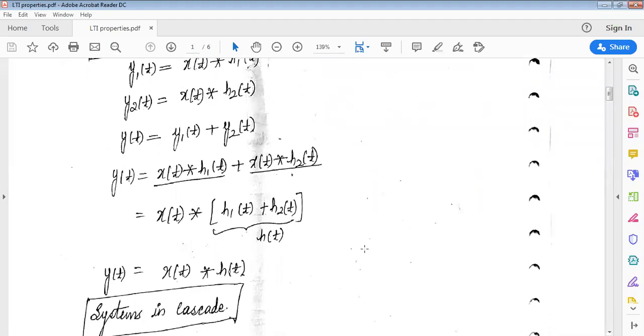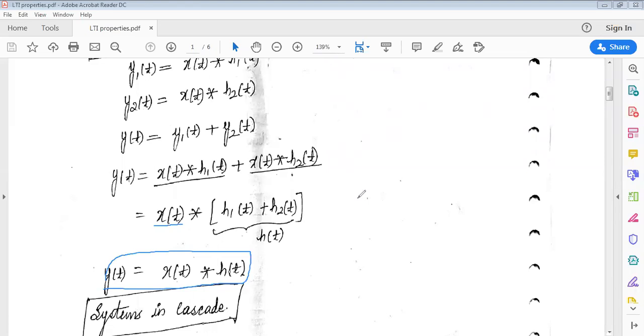If you take x of t as common, you get h1 of t plus h2 of t, which is the sum of the impulse responses. So this is when the two systems are connected in parallel.